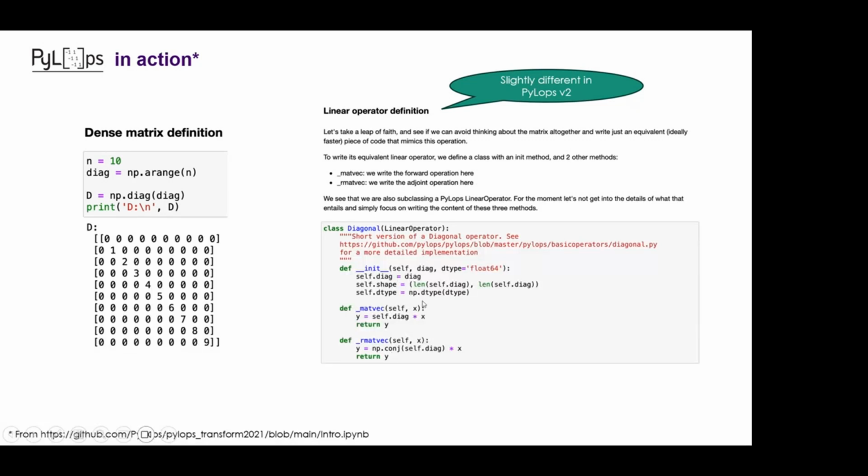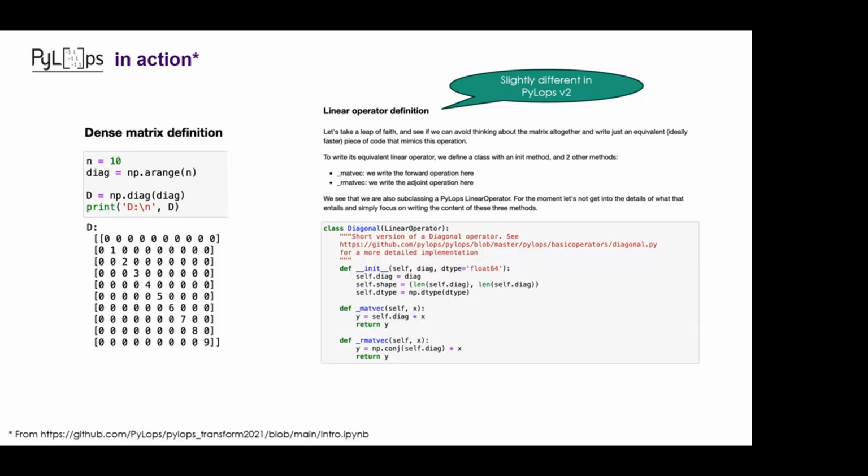This is what we do in PyLops, obviously a much simpler version of what we call the diagonal operator. And this is totally equivalent. I'm going to show you side-by-side snippets of code of what you would do if you were to form the matrix explicitly. If you are a Python user, you will use NumPy or similar linear algebra libraries in other languages.